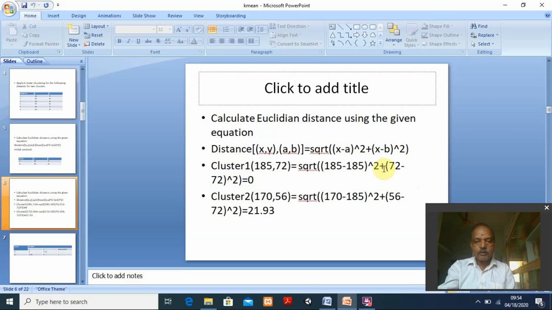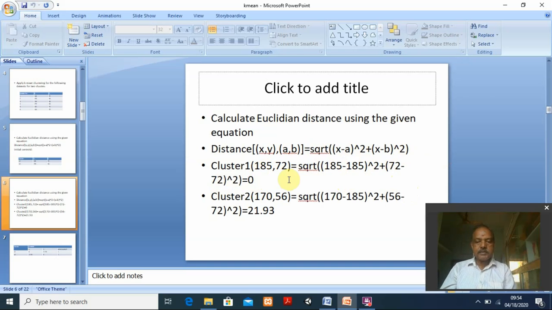That means I want to calculate the distance from 185, 72 to 185, 72. Then what will we do? The x component is 185. So 185 minus 185 whole square plus 72 minus 72 whole square. Obviously it is 0.